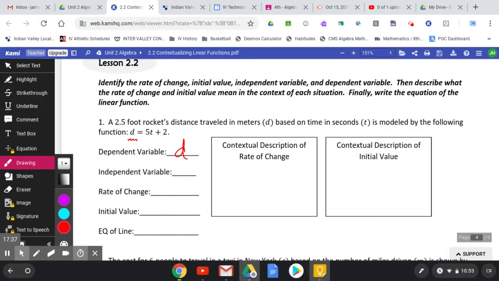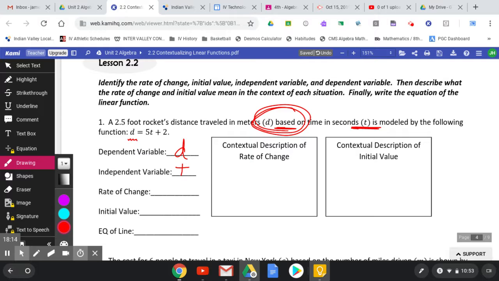Say that one more time. You look at how the time affects the distance of the meters traveled. Time affects distance. So which one is independent and which one is dependent? T is independent because D is based on it. You see that "based"? That means this is the one that depends on the other. So D is my dependent, and therefore T is my independent. See how we can find out that same information from the situation?